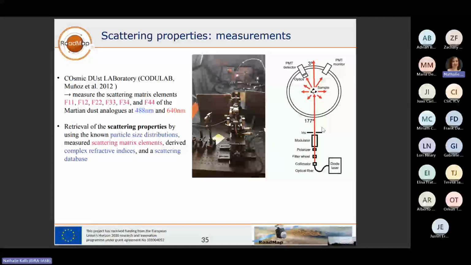And then the next step for me was, so this is all Olga's work. For me, it was important to retrieve scattering properties from these measurements. So now that we have the particle size distribution measurements and the measured scattering matrix elements, we can use the derived complex refractive indices and a scattering database to retrieve scattering properties that are needed then in further models.